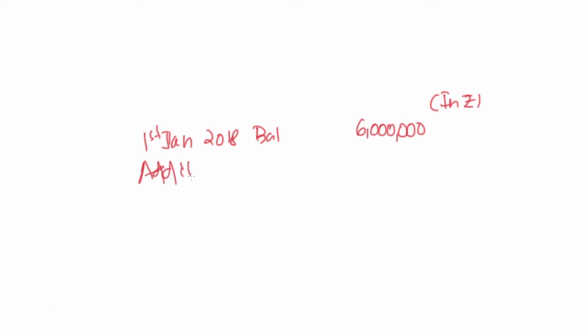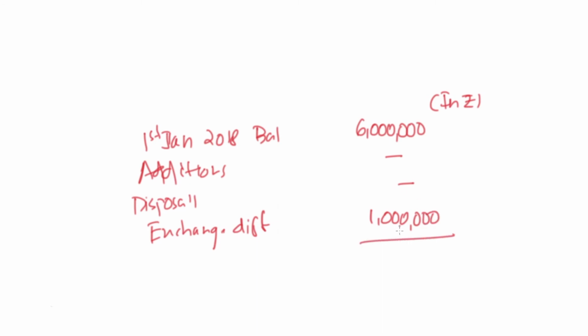You can see that in the notes related to PP&E when they prepare financial statements, the first thing that comes up is the 1st Jan 2018 balance. Suppose it's 6 million in INR. We add the additions during the year; we already mentioned that there are no additions. Disposals during the year, there were no disposals. Exchange difference in our case is: the $100,000 came up to 7 million, so it's in INR.